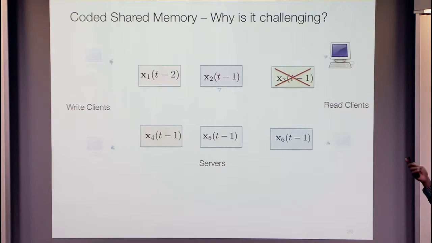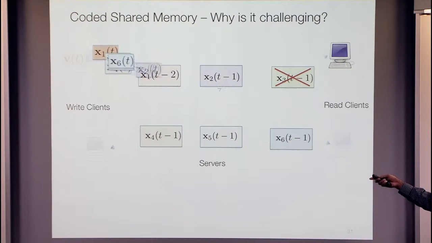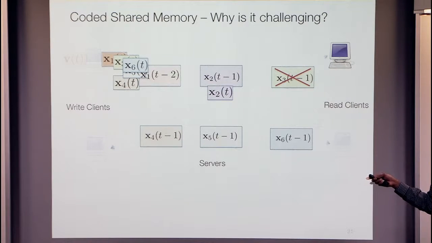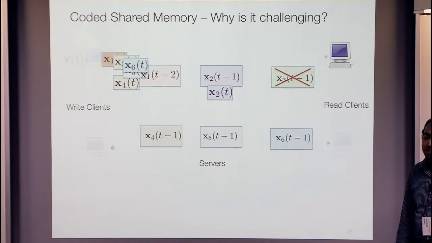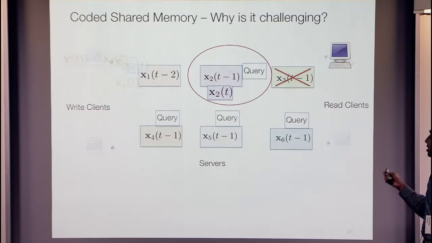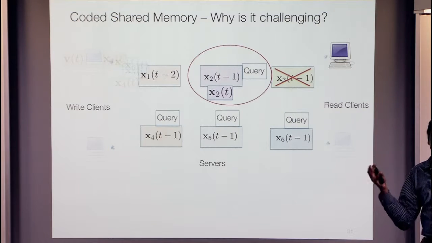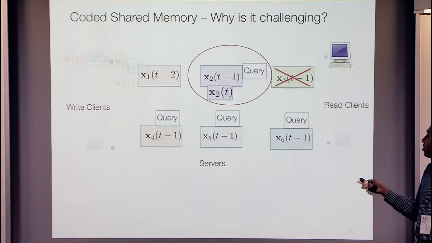So let me demonstrate why this is challenging. Let's say a write comes, it sends value V, it sends coded packets to everybody. The original state is this. This sends packets to everybody, right? And these are smaller packets. This reaches, and these guys are stuck in traffic. I want concurrent operations. So let's say a read comes and sends read requests. Right? These are asynchronous links. The order can be anything. Now, what should this guy do? What should this return?